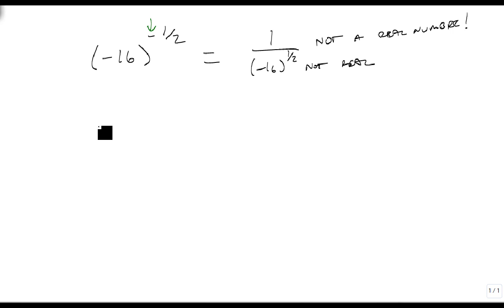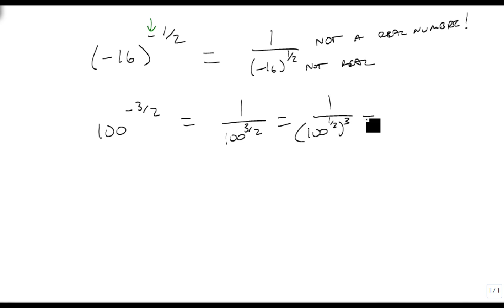Okay? Well, what about 100 to the minus 3/2? Same thing. Let's do this as 1 over 100 to the 3/2 power. 1 over 100 to the 1/2 cubed. The square root of 100 is 10. Remember, 1/2 is the same. And 10 cubed is 1,000. So 100 to the minus 3/2 becomes 1 over 1,000.